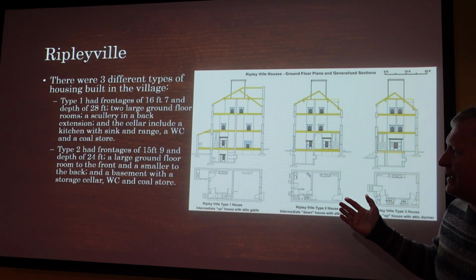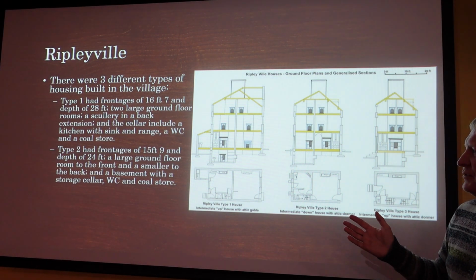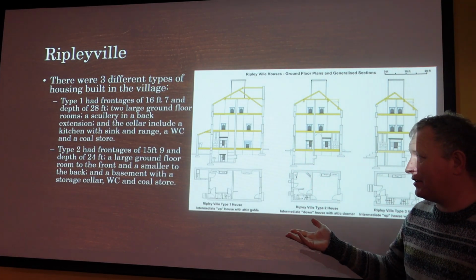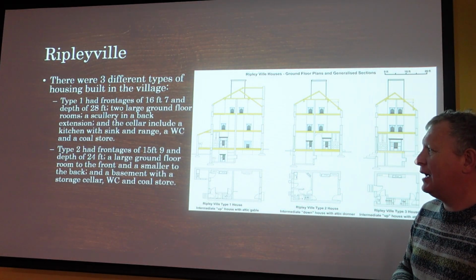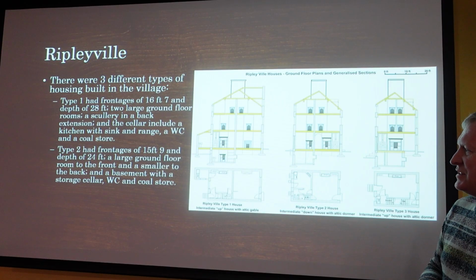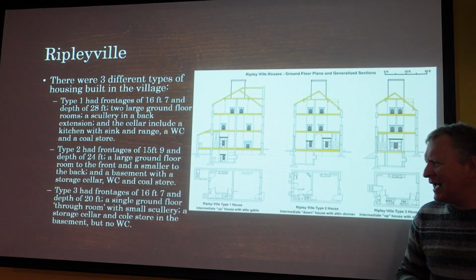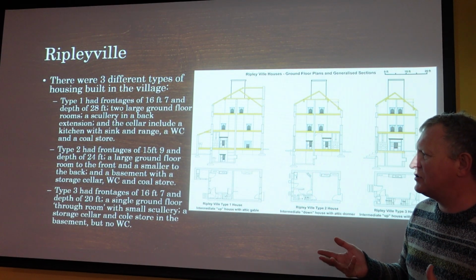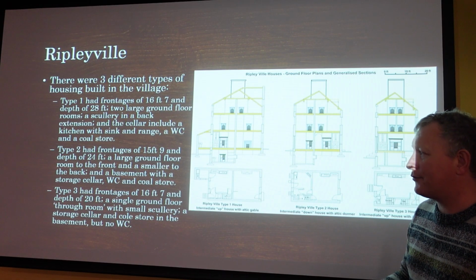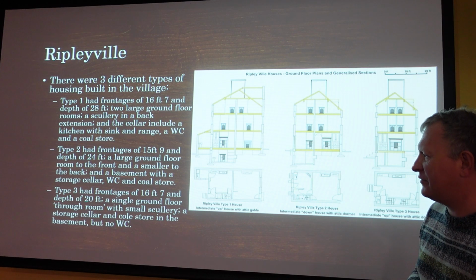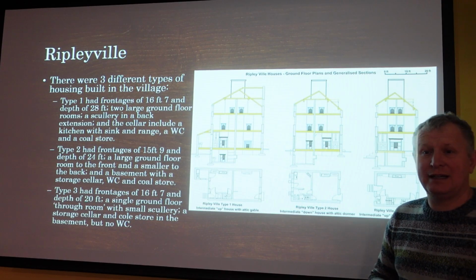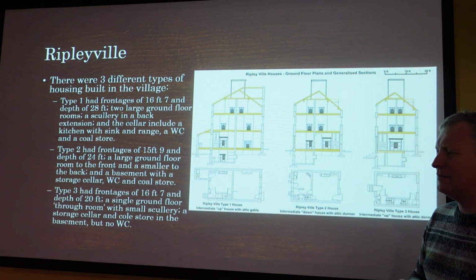Type 2 was a little bit smaller in front, 15'9", and also it wasn't as deep, depth of 24 feet. A large ground floor room to the front, and a smaller one to the back. And again, basement with storage cellar, WC and coal store. Type 3 had 16'7" frontages again, but was now only a depth of 20 feet, a single ground floor through room, which is actually what I was thinking about before, small scullery, storage cellar, coal store, but there was no toilet, which was a bit of a glaring omission, really.